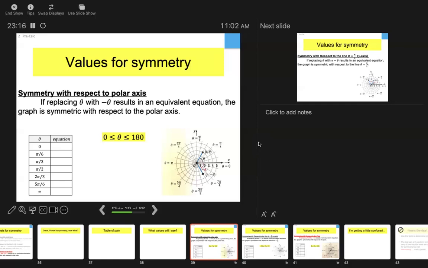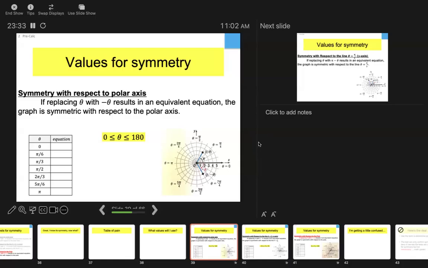If you want to think about it instead in the rectangle world, if it has x-axis symmetry, then all you do is you take a point and you make the y negative. It's the same idea. The only difference here is that the y value right here is theta.